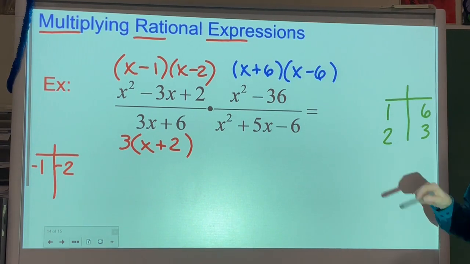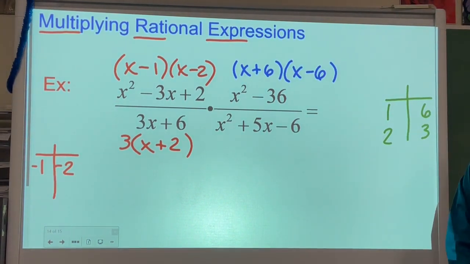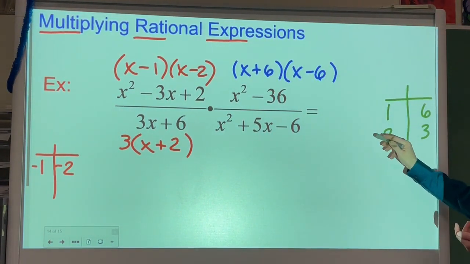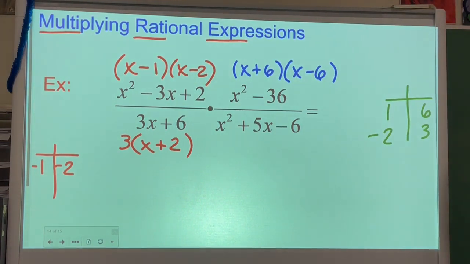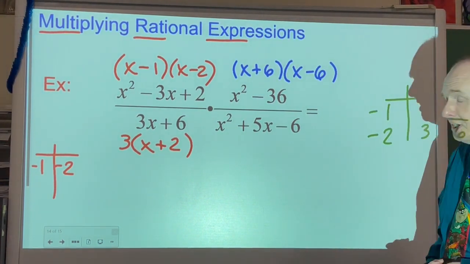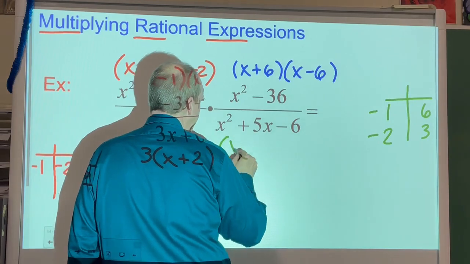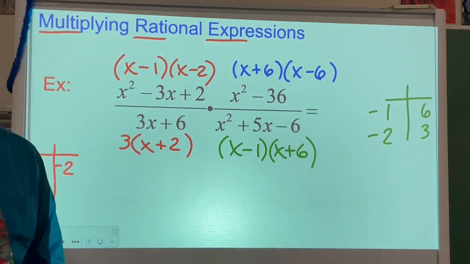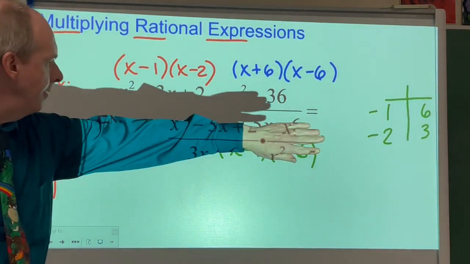How do we get a negative? One of these numbers has to be negative. And when we're done with it, we need to add up to positive 5. One of these two negative adds to 5. Or one of these two negative adds to 5. Well, it's not going to be negative 2 and 3, or 2 and negative 3, because that's going to give you 1 and negative 1. But negative 1 and positive 6 will work. X minus 1, x plus 6. We have factored. We're done with the original problem.